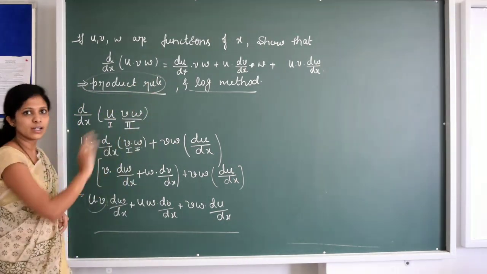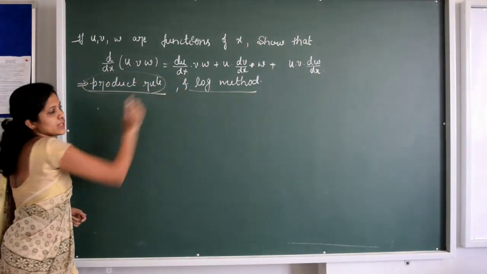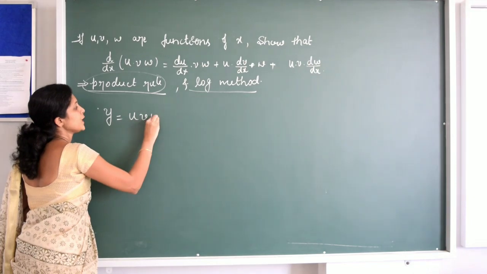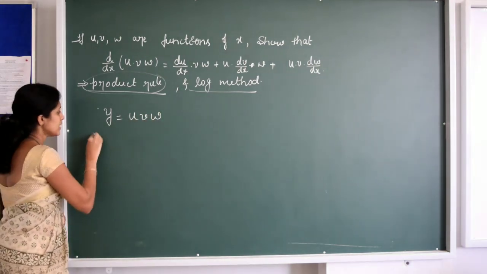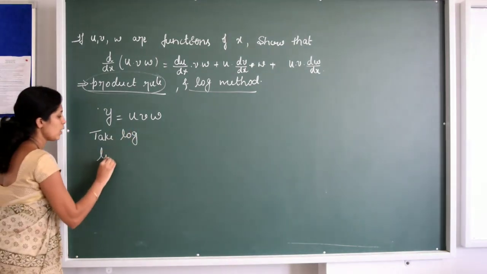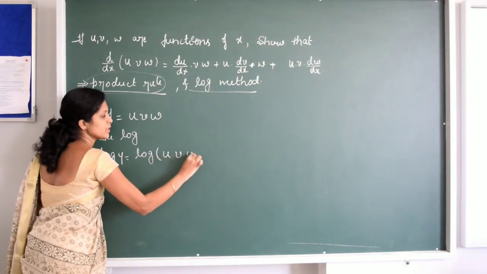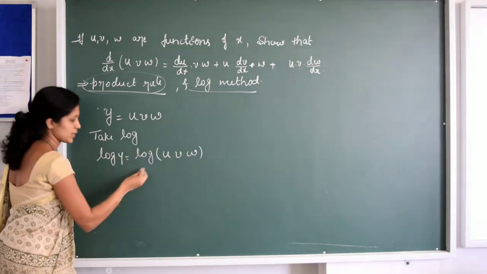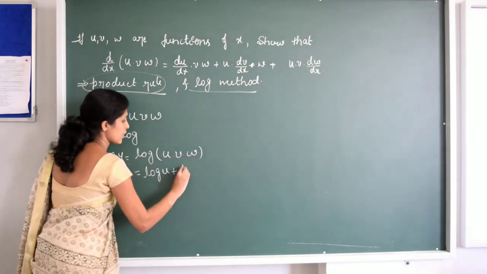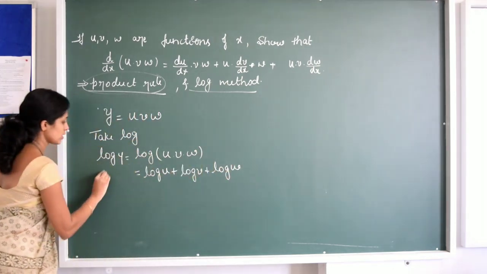Now we'll see it using the logarithmic method. Similarly, you have to prove this is equal to this one by using the logarithmic method. First we consider y is equal to u into v into w. Three functions are there. What you have to do? Take log on both sides. So this will be log y is equal to log of u into v into w. So it's of the form log of p into q into r. We can write this as log u plus, right, product can be written as addition, log u plus log v plus log w.